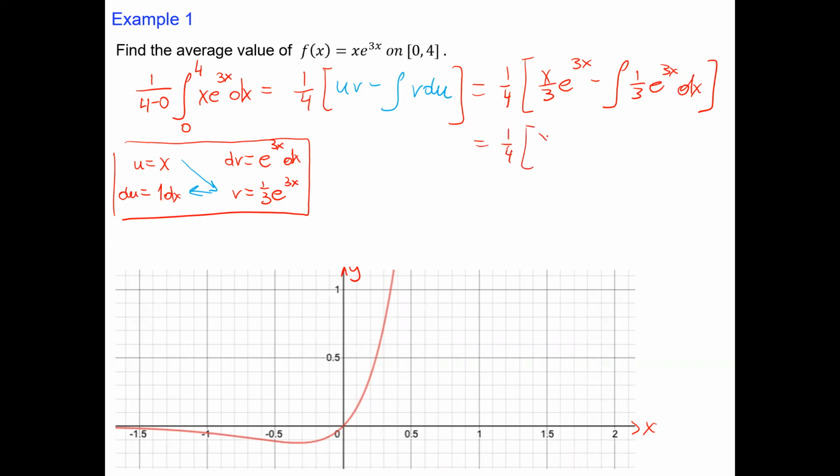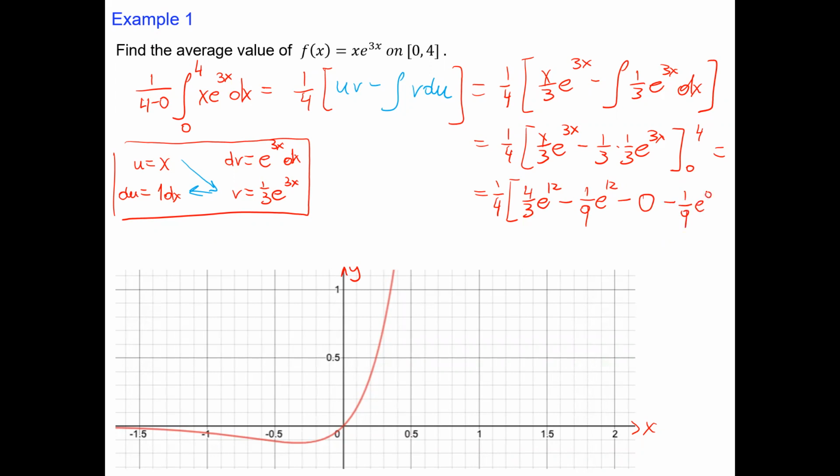So we have x over 3 e to the 3x, and the integral of 1/3 is a constant. The integral of e to the 3x is 1/3 e to the 3x. Everything must be evaluated from 0 to 4. When we substitute 4, we have 4/3 e to the power of 12 minus 1/9 e to the power of 12. And then minus, when we substitute 0, the first term is 0, and this will be 1/9 e to the power of 0, which is 1.